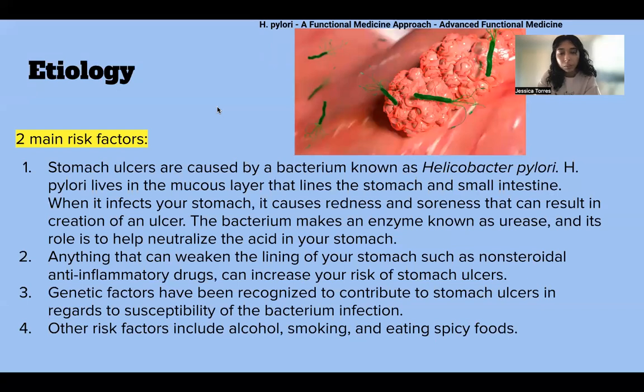So about 80 to 90% of ulcers are caused by a bacterium known as Helicobacter pylori. H. pylori lives in the mucus layer that lines the stomach and small intestine. When it infects your stomach, it causes redness and soreness that can result in the creation of an ulcer. H. pylori is already known to live in a lot of our stomachs, but it isn't at an infectious rate. And the bacterium is known to make an enzyme known as urease, and its role is to help neutralize the acid in our stomachs.